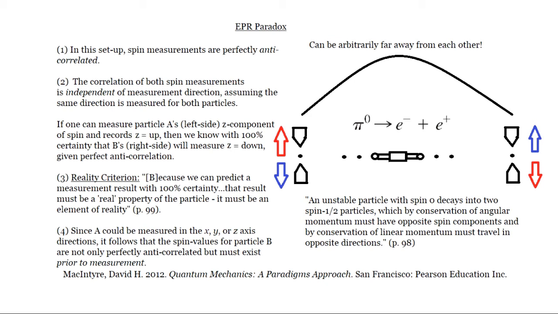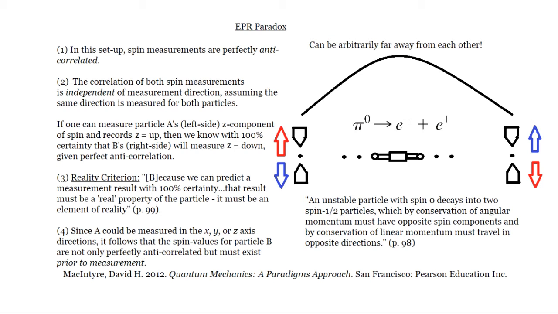And it turns out that this is somewhat of an unstable particle and that it can decay in certain circumstances into an electron, which is e to the negative, and into a positron, which is represented by e to the positive. Okay, so to quote from David McIntyre's excellent textbook, Quantum Mechanics: A Paradigms Approach, an unstable particle with spin 0 decays into two spin-half particles. Spin-half particles here are the electron and the positron, which by conservation of angular momentum must have opposite spin components, and by conservation of linear momentum must travel in opposite directions.